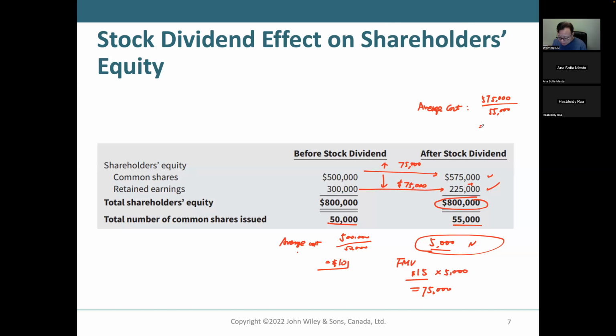10.45. Okay, 10.45. Yeah, that's correct. So my question for you is, how come the average cost per share has increased? It was $10 on average per share. How come now the average cost after the stock dividend has increased?